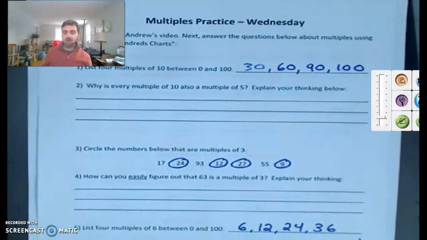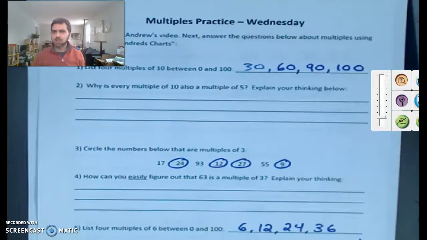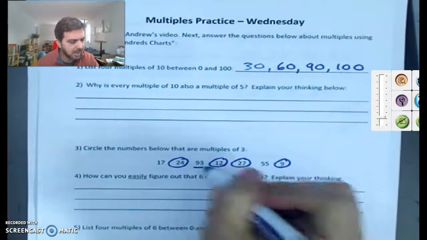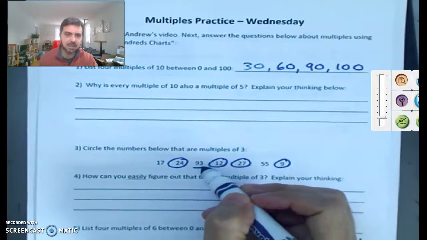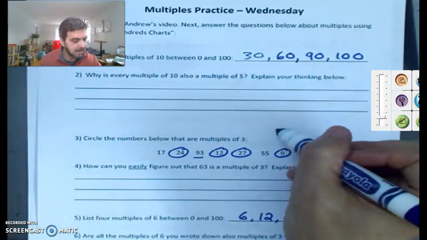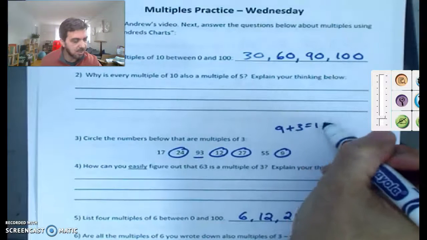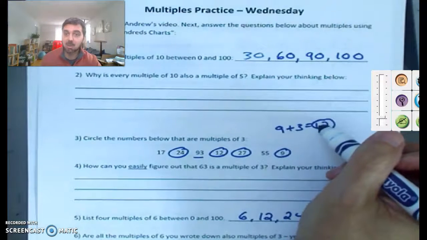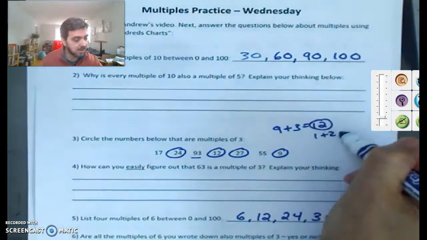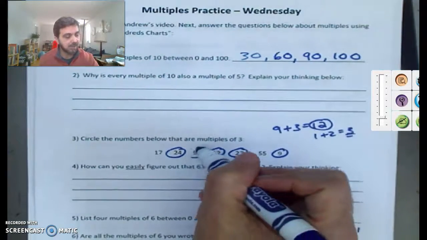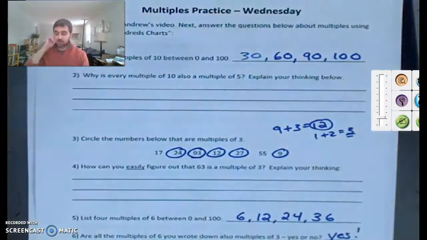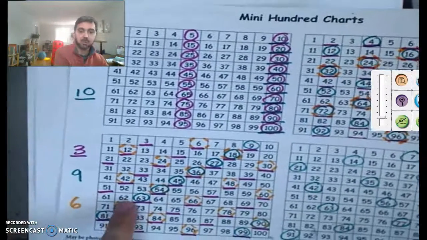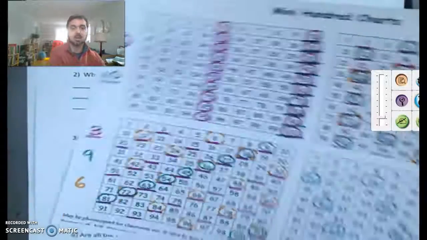Circle the numbers below that are multiples of 3. So I've circled the ones that are multiples. There's one that I did not circle yet because I wasn't sure: 93. But if I use the pattern we saw the other day, 9 plus 3 equals 12, and 12 is a multiple of 3. In fact, if I do 1 plus 2, I get 3. So 93 is a multiple of 3. And if you used your chart, you would have seen that 93 is a multiple of 3.